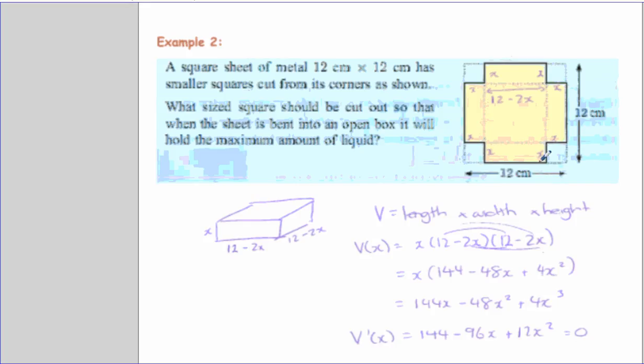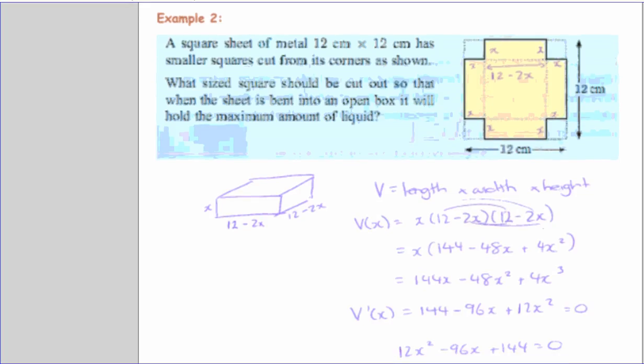Let's do some more ones. See, it's very geometry based, a lot of these questions. A square sheet of metal, here's a big square sheet of metal, 12 centimeters by 12 centimeters, has smaller squares cut out from its corner. Little squares cut out from its corner. And because when you do this, you can fold it up and make a little box or a tray. What size square should be cut out so that the sheet will bend into a box like this, and it will hold the maximum amount of liquid?